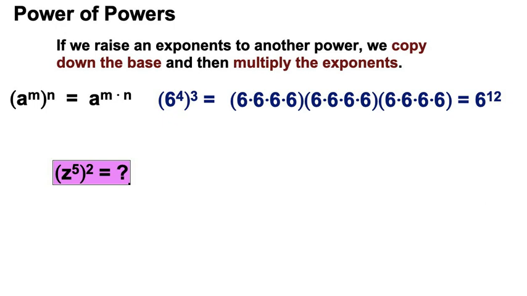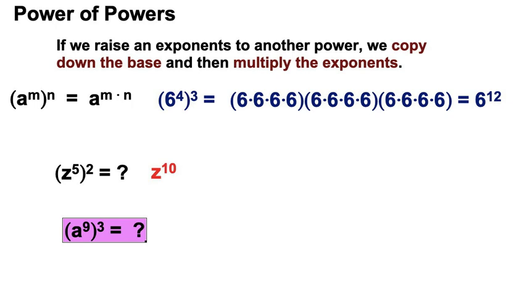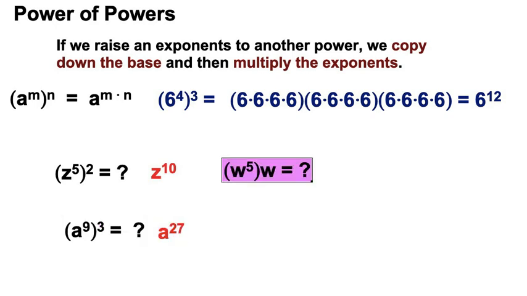Z to the 5th, when I square it, it's z to the 5 times 2. Okay, try this one. A to the 9th power, and I cube that. A to the 9 times 3 power, 27th power. I can see where this is going.